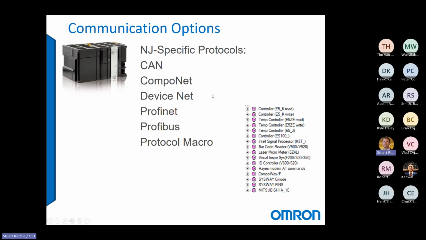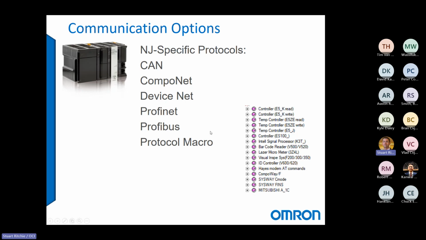So some of the communication options, and we're going to talk NJ series. The NJ line of controllers will take CJ cards. Those of you that don't know, the CJ PLCs are an older line of controllers, but they were able to talk on a lot of legacy protocols, and we can still use those cards on our NJs if the need arises. So CAN Open, CompoNet, DeviceNet, ProfiNet, Profibus, and Protocol Macro are all specific to the NJ. They're all fairly old protocols, but we can do them with the NJ.